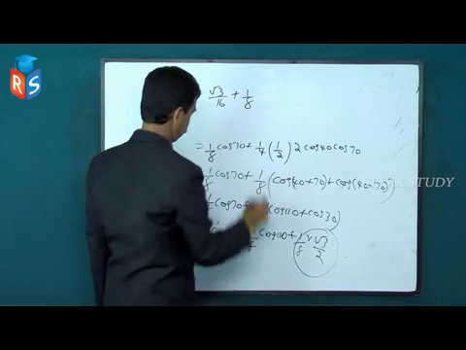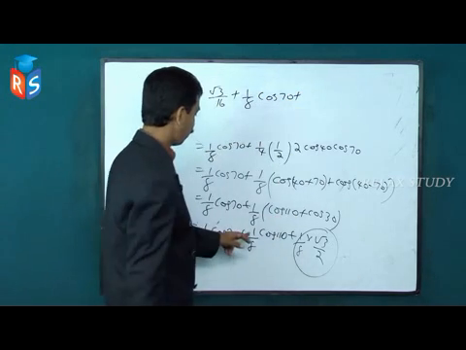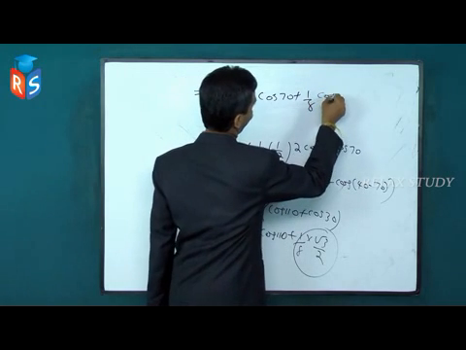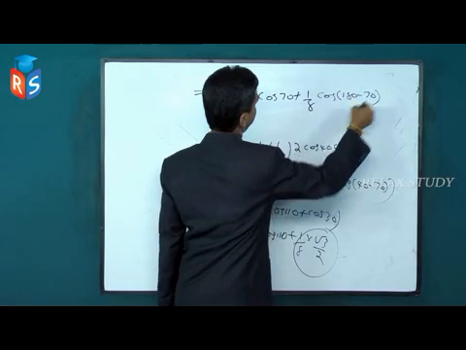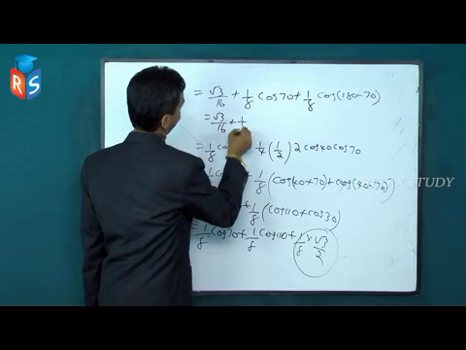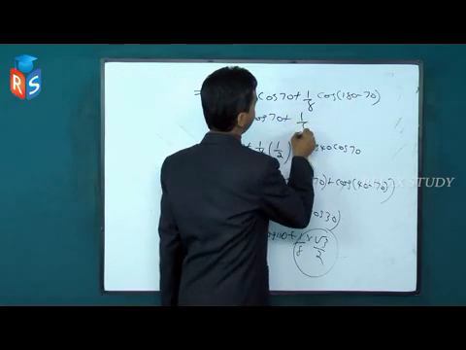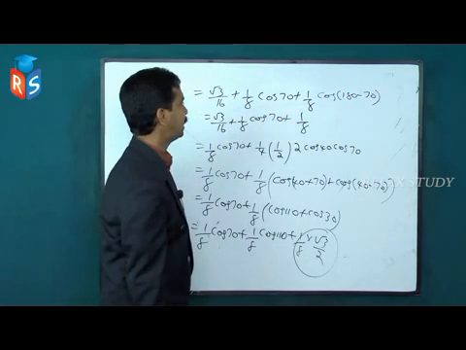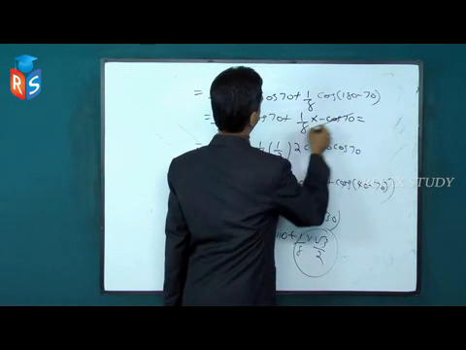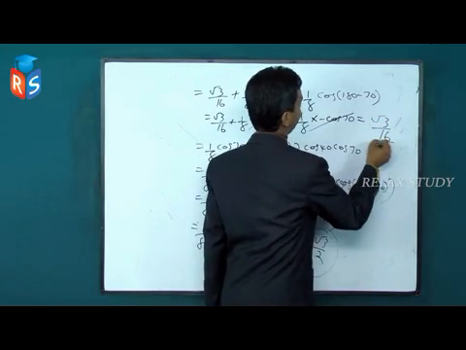Plus 1/8 cos 70. Now 1/8 cos 110 can be written as 1/8 cos(180 − 70), and cos(180 − θ) is minus cos θ. So the 1/8 cos 70 terms cancel, and we get the answer root 3 by 16.